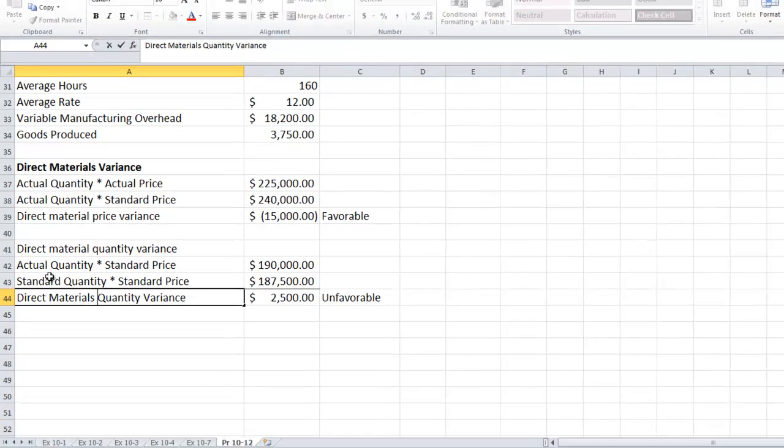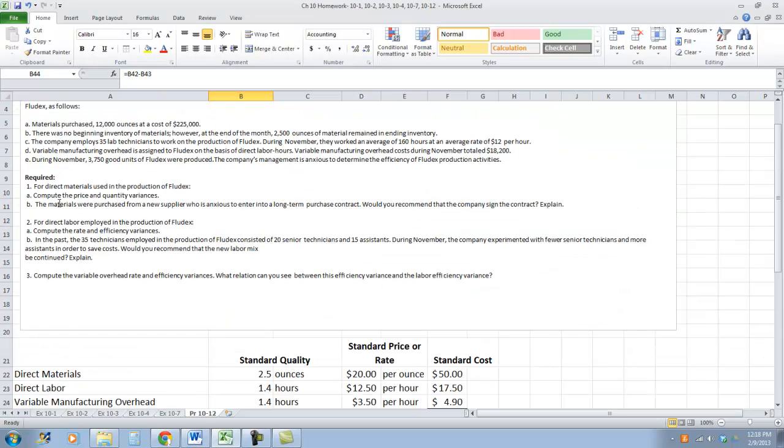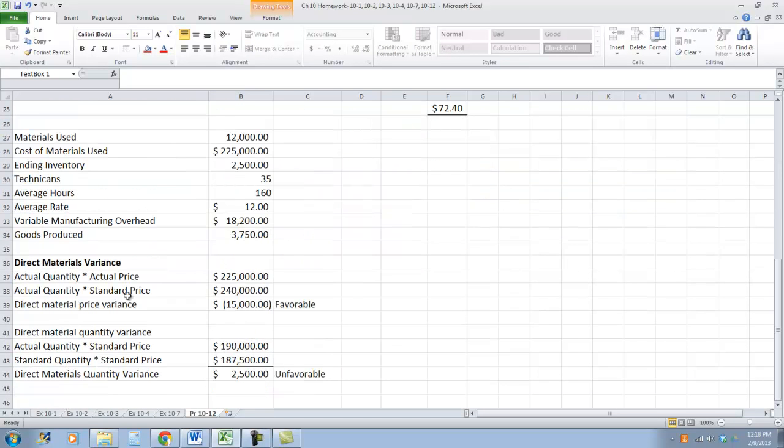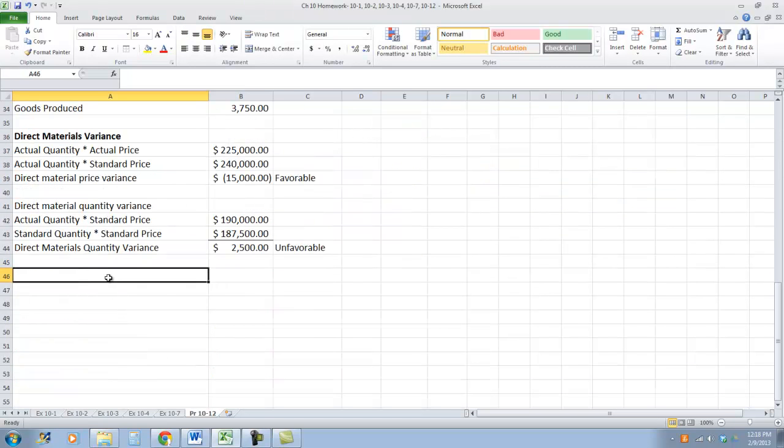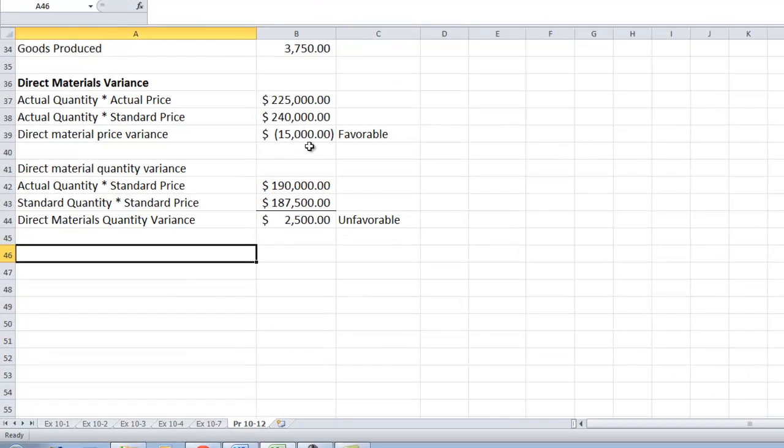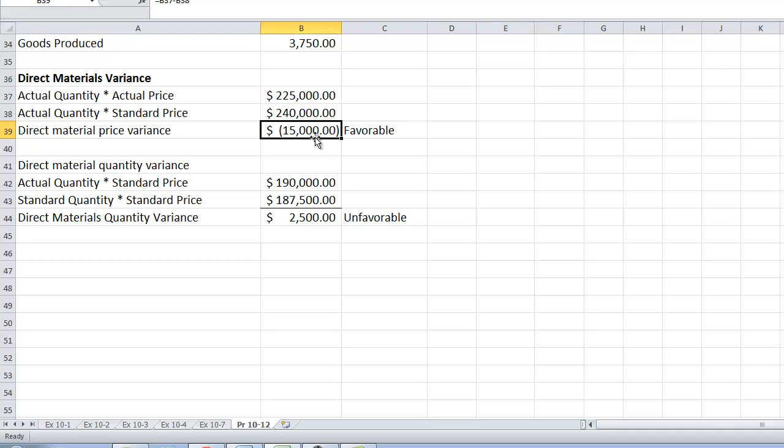Add that in. So, the question about direct materials: the materials were purchased from a new supplier who's anxious for a long-term purchase contract. Would we do it? I would say yes, the contract should be signed. The new price of $18.75 per ounce is substantially lower than the old price of $20, resulting in a favorable price variance of $15,000. The material from the supplier appears to cause little to no production problems. There was a small material variance, but that could be due to anything. It may not be due to the quality of the product.